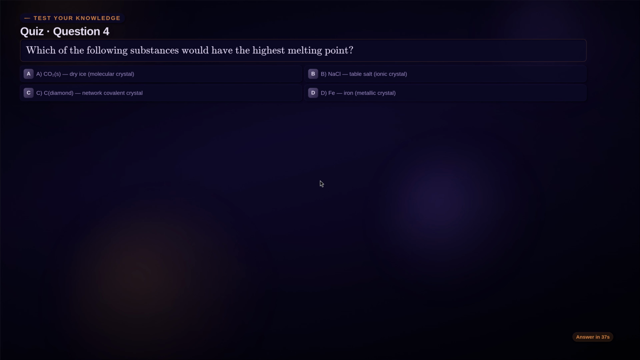Quiz question 4. Which of the following substances would have the highest melting point? Option A, dry ice. Option B, table salt. Option C, diamond. Option D, iron. Consider the bonding in each crystal type before answering.